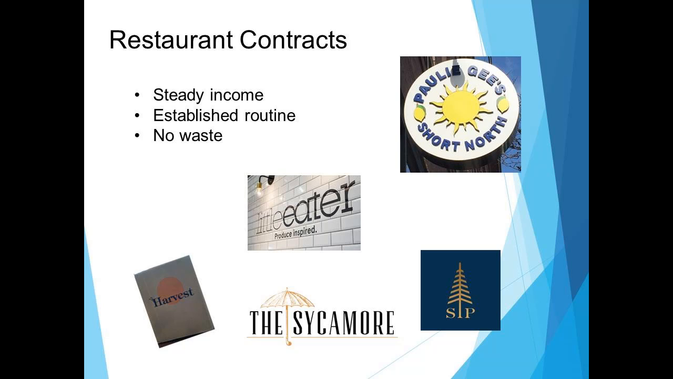Restaurant contracts: steady income. You establish a routine. There's no waste because you know what you're harvesting, which was one of the nice parts about it. Because they're ordering, you get set on a routine and they'll tell you, I want this many pounds of kale every week, I want this many heads of lettuce every week. So it's steady income. I know what I'm going to get, what my routine is, what days I'm harvesting, and what days I'm delivering. And I'm not harvesting any more than I need.